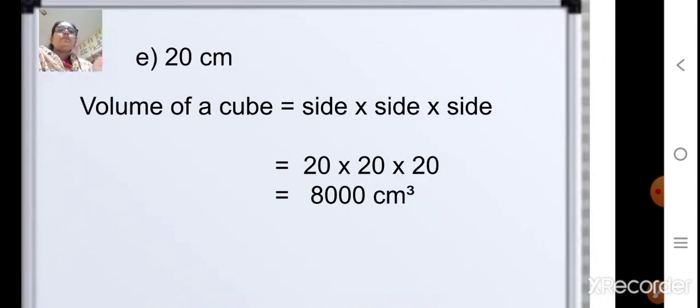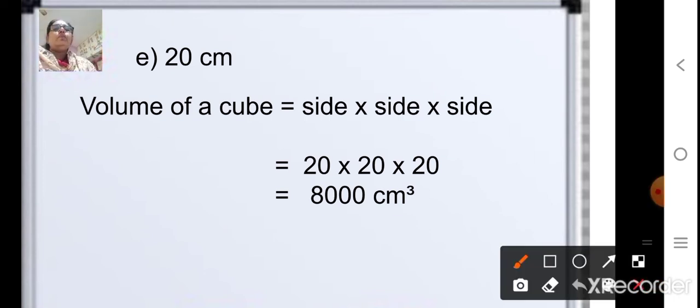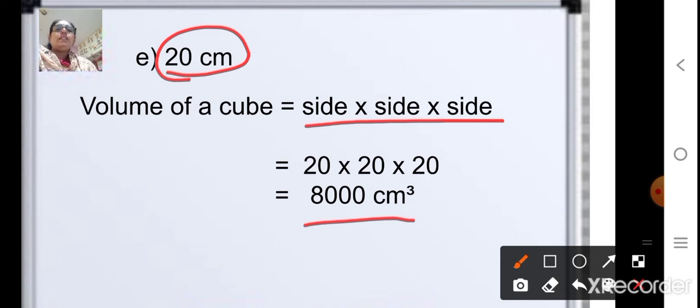Okay. Coming to the next sum. Again here you have to find the volume of a cube. So you will multiply side into side into side, and the side given is 20 centimeter. So 20 into 20 is 400. 400 into 20 is 8000 centimeter cube. So the volume of the cube is 8000 cubic centimeter.